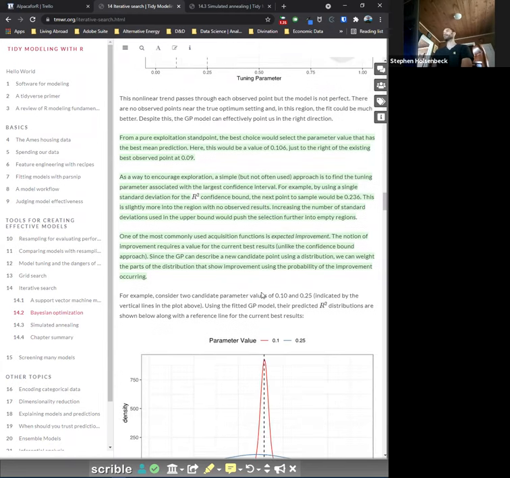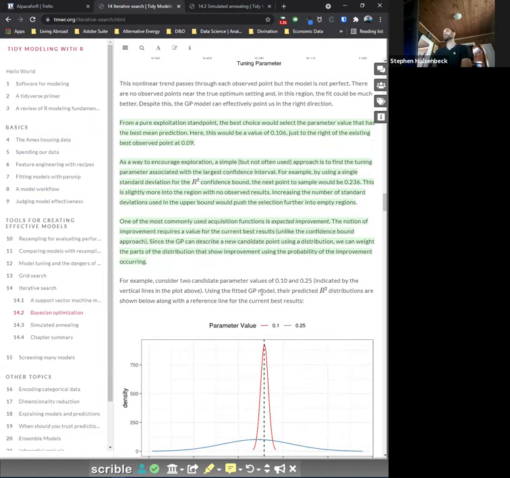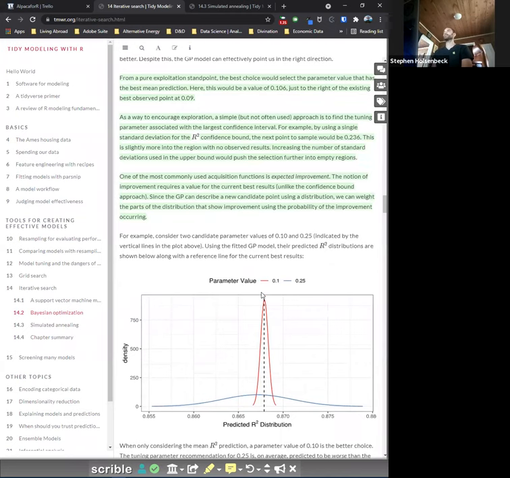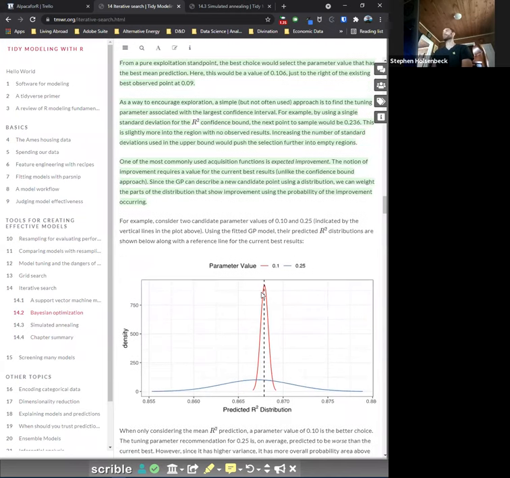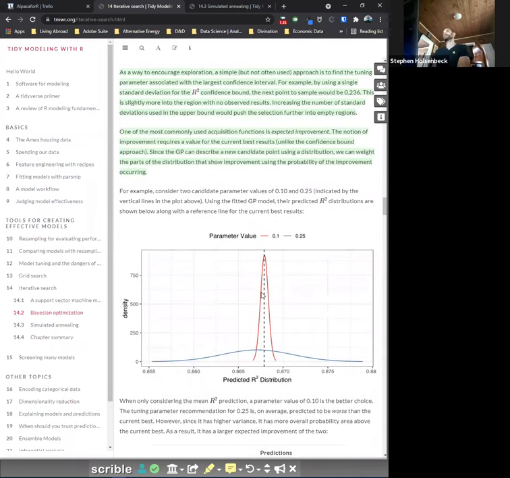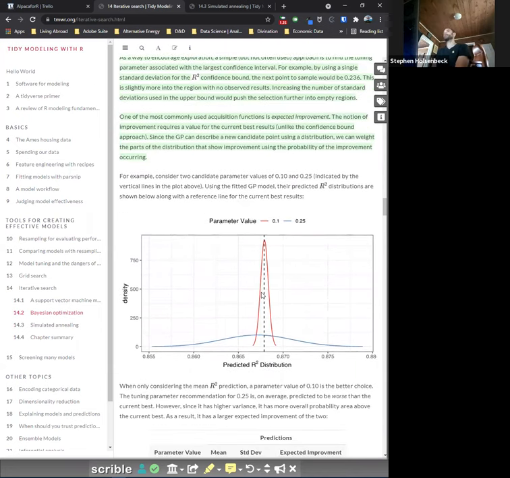One of the most commonly used acquisition functions is expected improvement. And this is what Tune Bayes uses by default. And there's a parameter that you can specify to tune_bayes to change that if you want to. The notion of improvement requires a value for the current best results. Unlike the confidence-bound approach, since the Gaussian process can describe a new candidate point using a distribution, we can weight the parts of the distributions that show improvement using the probability of the improvement occurring.